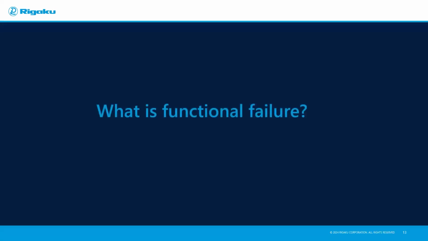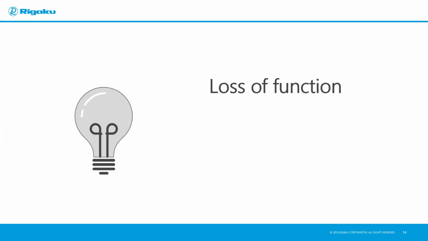So let's get started with asking the question, what exactly is a functional failure? Well, the simplest example here I can show is a light bulb. And in this case, it's basically a switch. There's a filament inside, and if you turn off the switch, or unfortunately if the filament breaks, then you have no light and you have a complete loss of function.